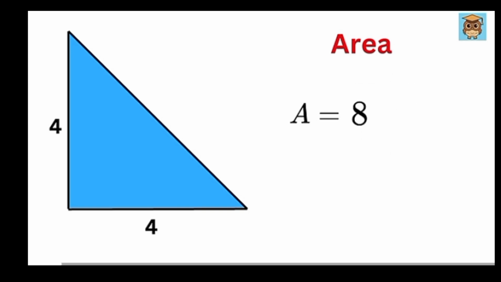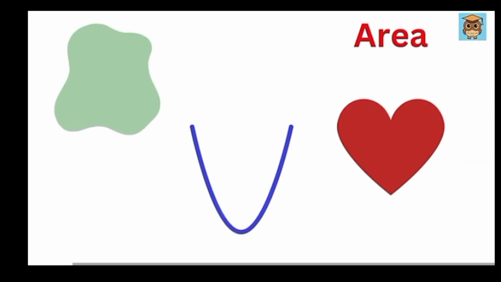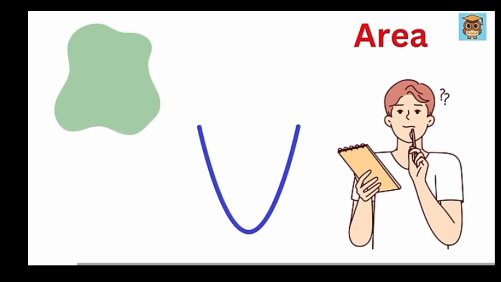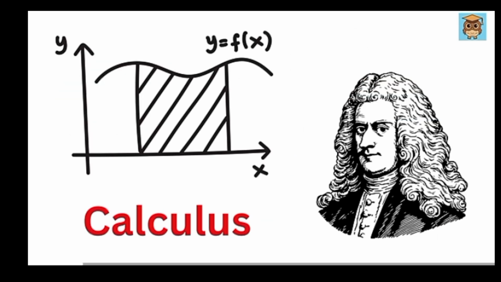or 8 square units. Now, this simple formula is possible to derive for simple shapes with straight lines and clear boundaries, like triangles and rectangles, etc. But what happens when the shape isn't so simple, like a curve? How do we calculate areas in those cases? We don't have a direct formula for those cases, and this is where calculus comes into the picture.